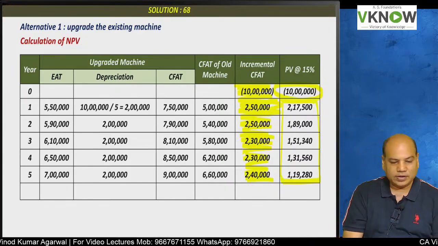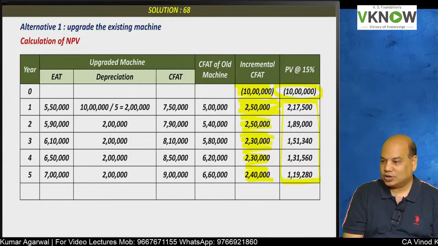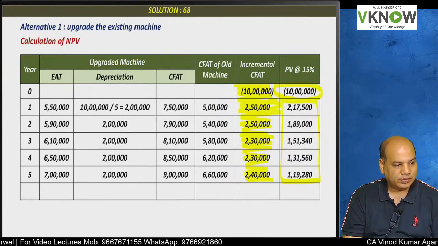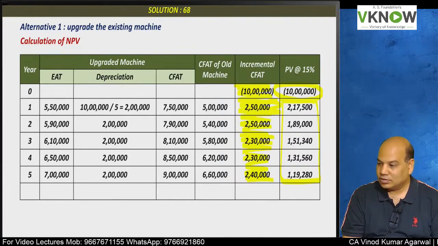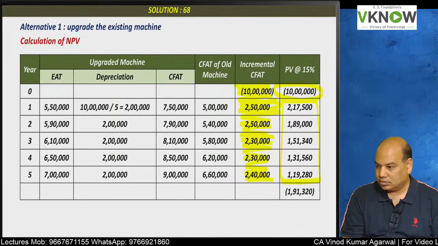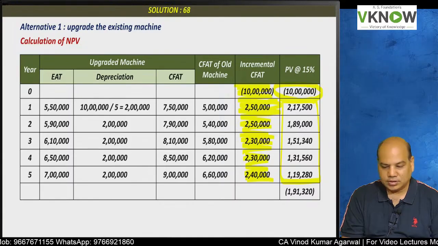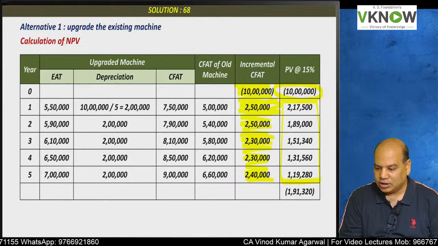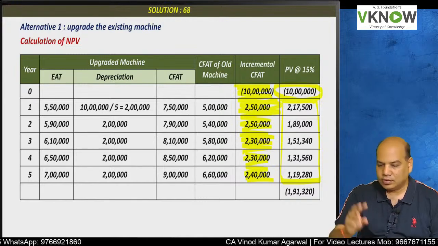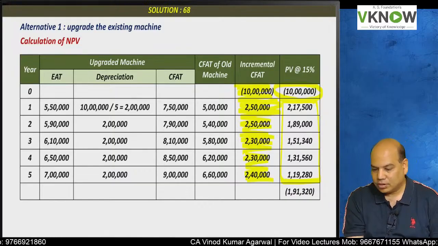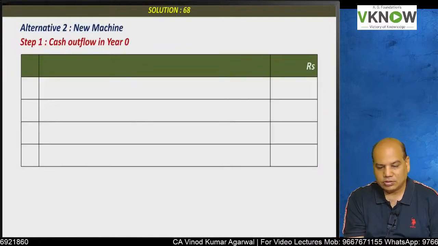I will wait for your answer. What is your NPV? Please reply. It can be positive, it can be negative. Total of the last column. Please check, 191 something. That's right. 1,91,000 something is right. 1,91,320 or 520. Okay, you are right. Negative.